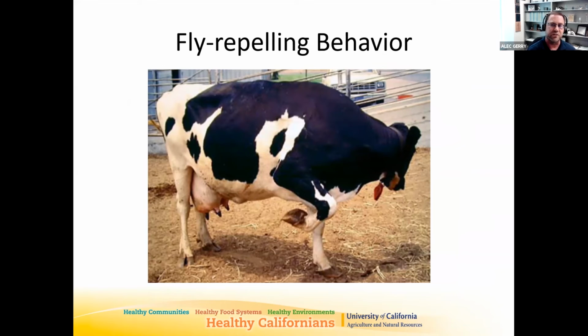And sometimes you'll also see the tail swishing, going back and forth, and even a body shaking, trying to dislodge the flies. The body shaking actually occurs more with horn flies than it does with stable flies. The leg stomping is more typical with the stable flies, and the head tossing as well.